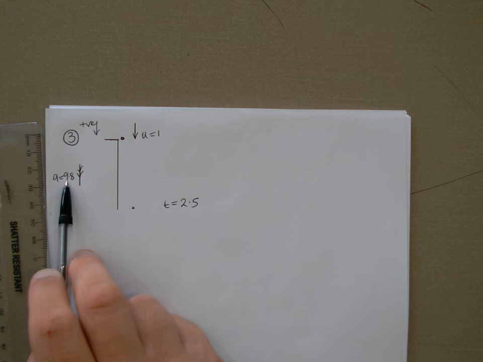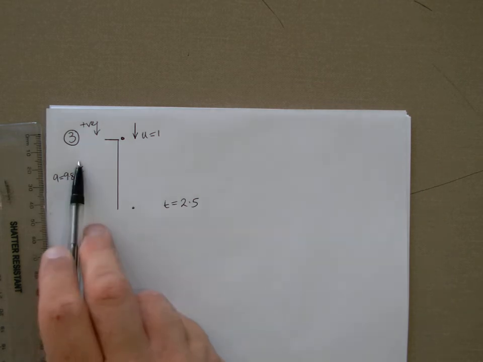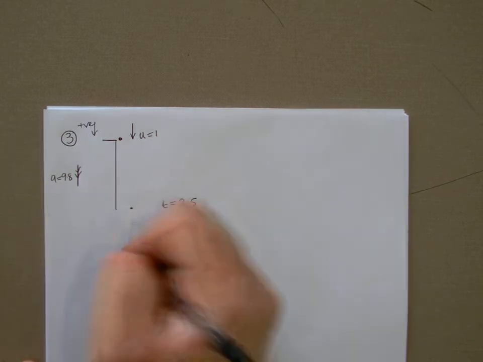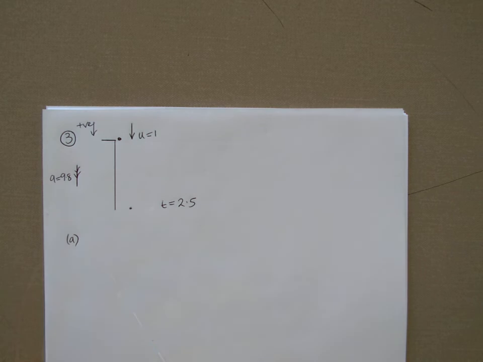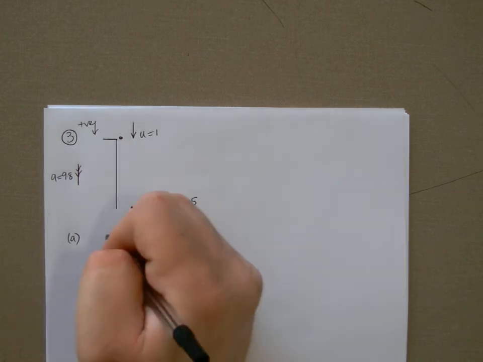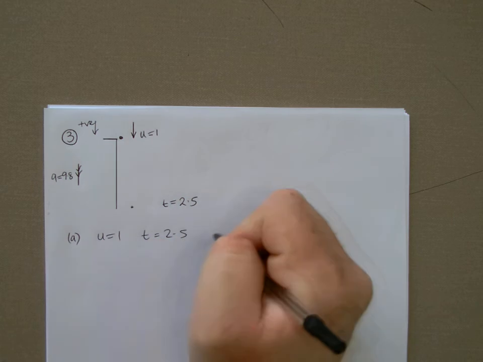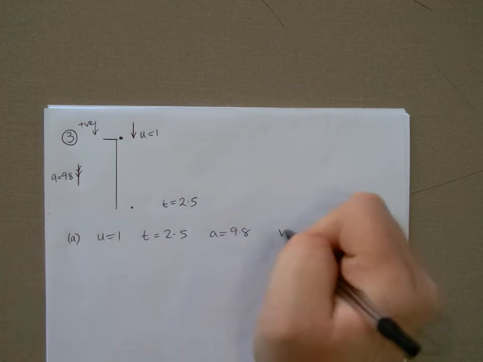What that allows me to do is to take acceleration to be positive, because acceleration acts in this direction. Okay, so in the positive direction is what acceleration is going in, so it's positive 9.8. So in part A, it says find the speed with which the stone hits the sea. So we want v, yes? We know u is 1, we know t is 2.5, we know a is 9.8, and we want v.